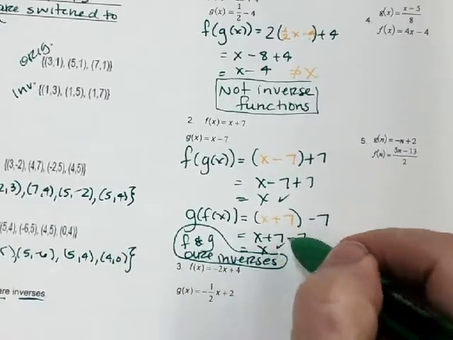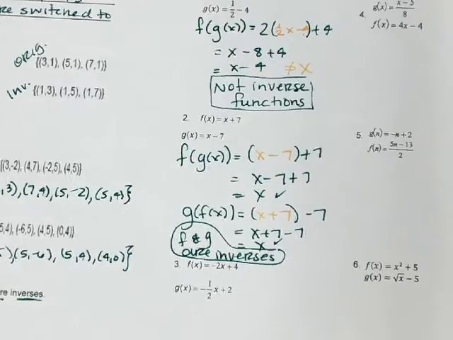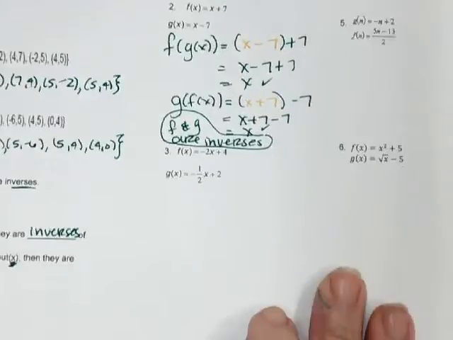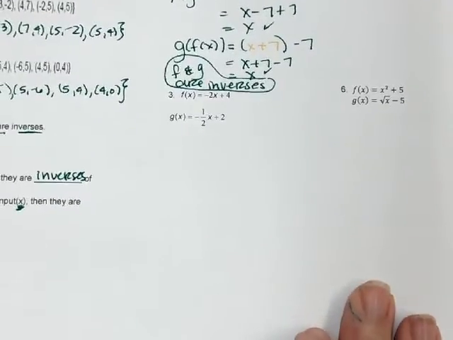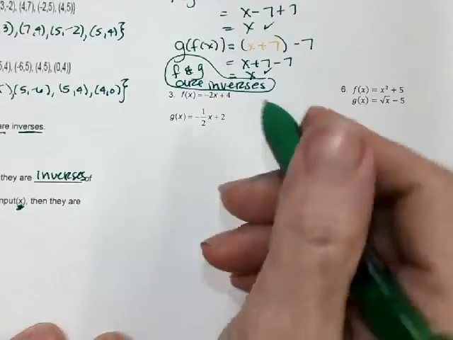When you do the composition and they both equal x, then you have inverse functions. Okay? Look at number 3. If you want to do this by yourself, then pause the lesson and do it by yourself and then check your answer, if you think you're ready to branch out on your own. But make sure you come back and check your answers.